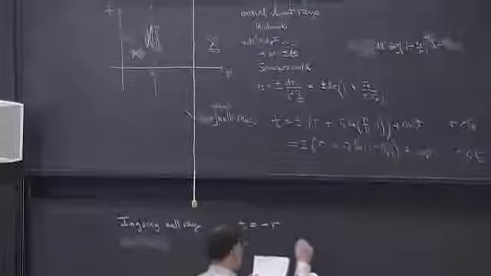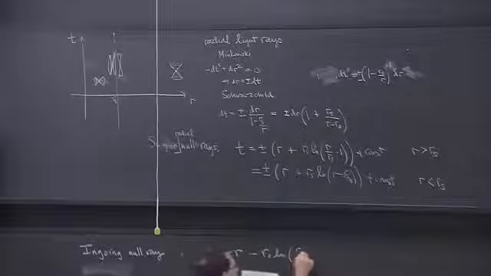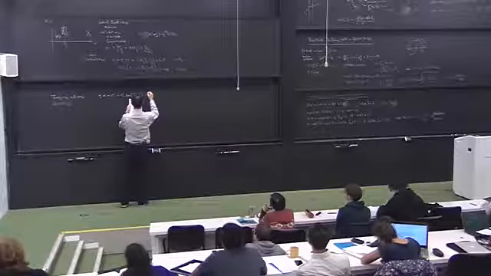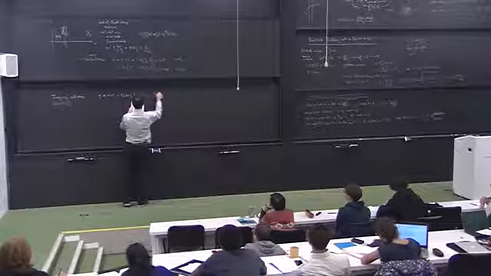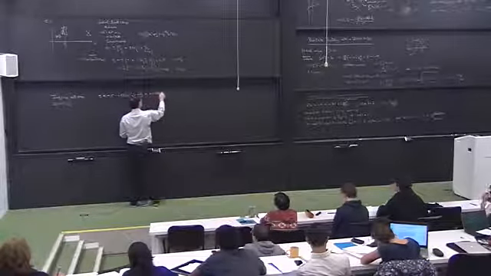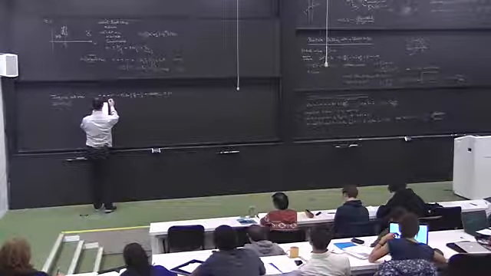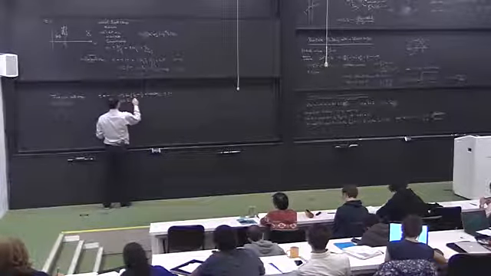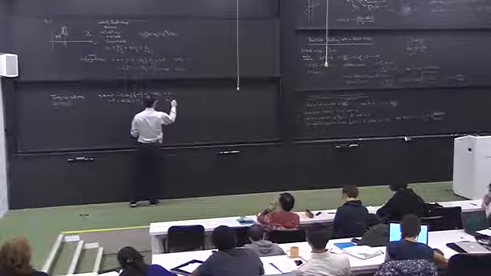So an ingoing null ray looks like this: t equals minus r minus rs log(r over rs minus 1) plus constant for r bigger than rs. And it is minus r minus rs log(1 minus r over rs) plus constant for r less than rs.